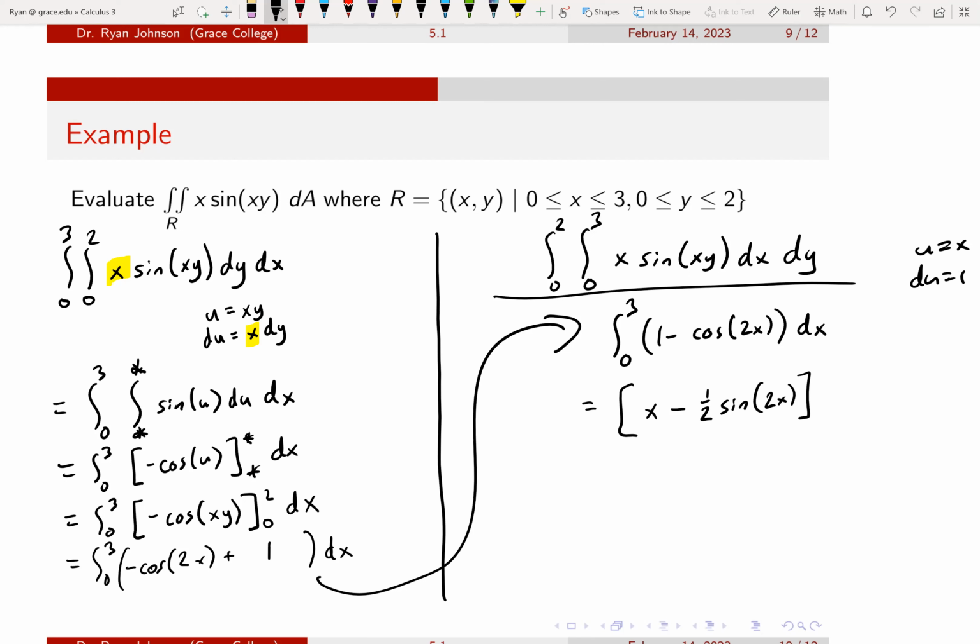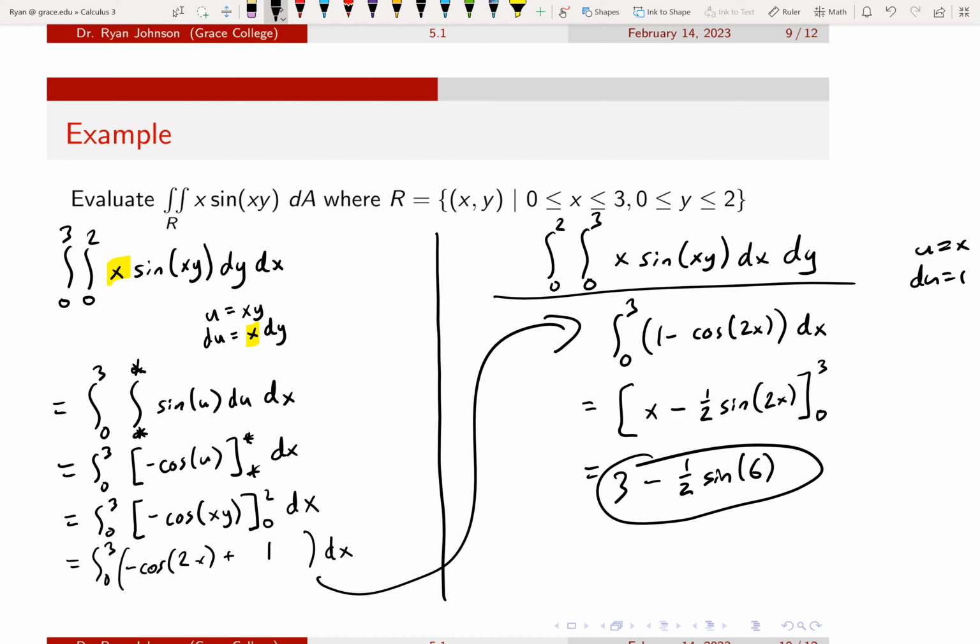Yep. So then x is going from 0 to 3. And so then that gives me 3 minus 1/2 sine of 6. And then plugging in 0 is 0. Plugging in 0 to sine is 0. So I'm done. And I didn't have to do integration by parts because I chose to do it the easy way.